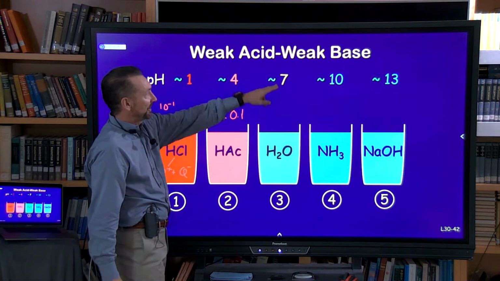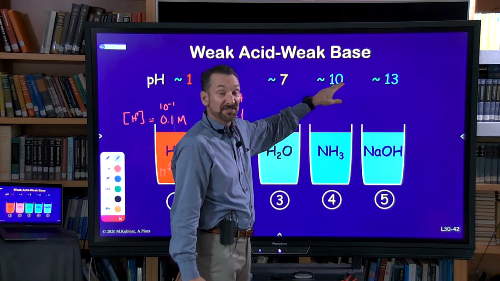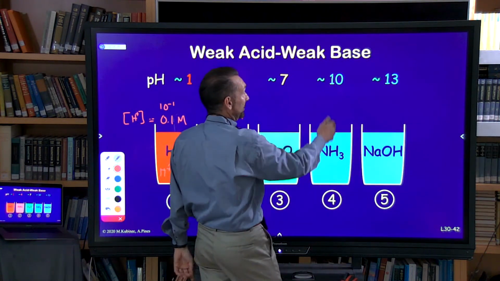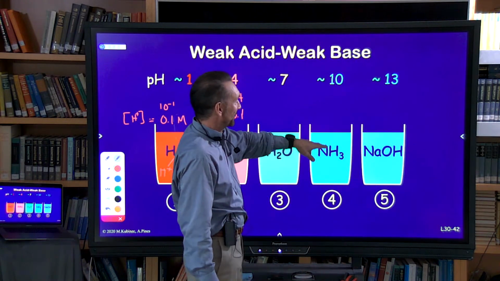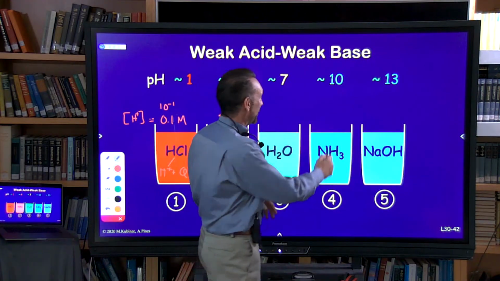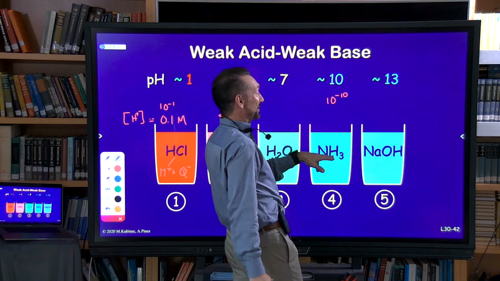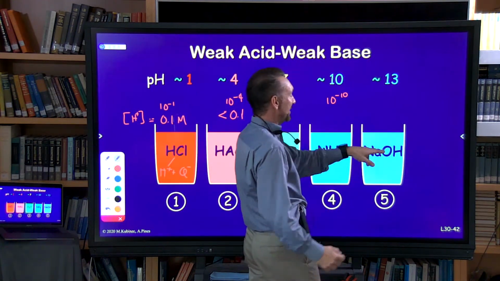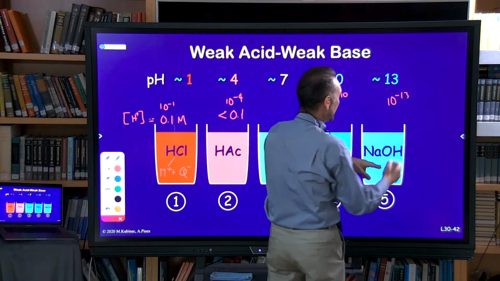Here, the H3O plus concentration is 10 to the minus 7. Here, the H3O plus concentration is 10 to the minus 10. That's the pH. It's very small. It's very small because this is a base. It's forming the base. Here, H3O plus concentration is 10 to the minus 13.